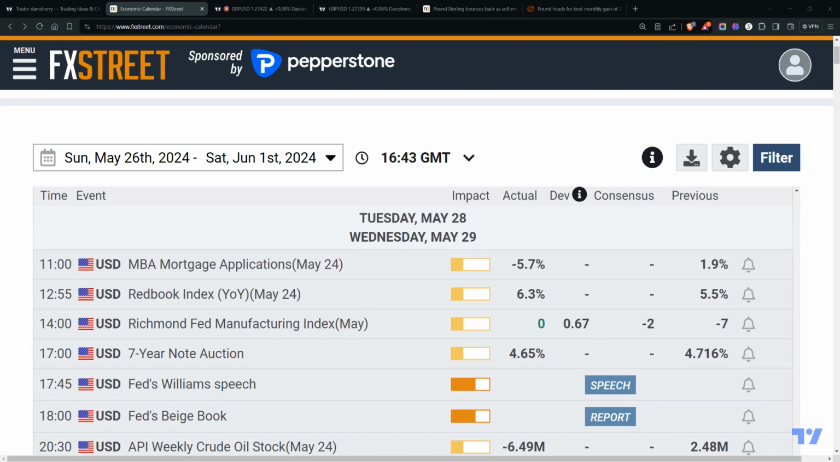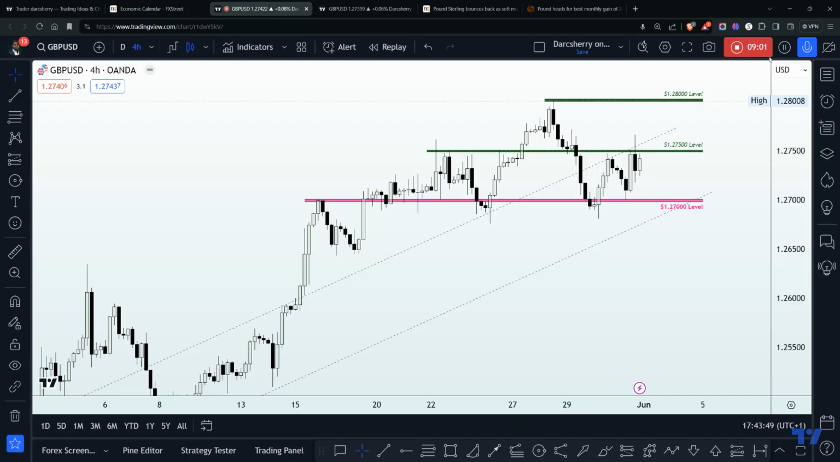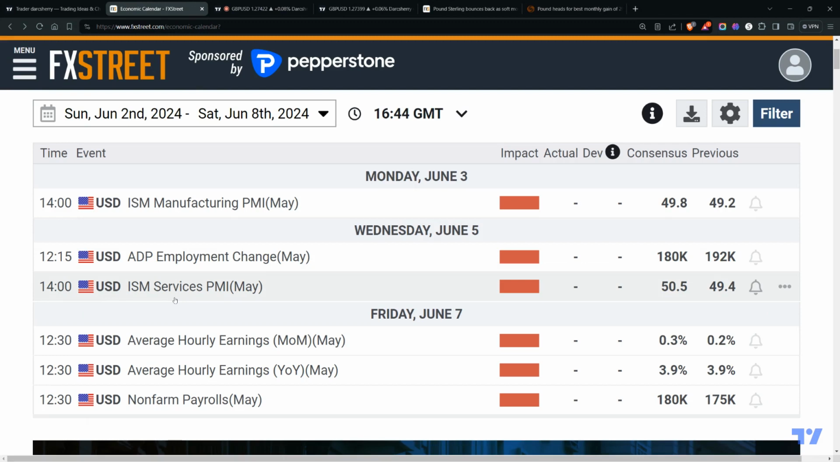Now, based on the asset we are looking at, we will be focusing on economic features from both the United States and the United Kingdom. However, for this week, we do not have any high impactful event from the United Kingdom. So, for this week, the first high impactful event is going to be coming on Monday, June 3rd, and that's from the United States economy. And we have the ISM manufacturing PMI, which will be giving us an insight into the health of the manufacturing sector of the United States.